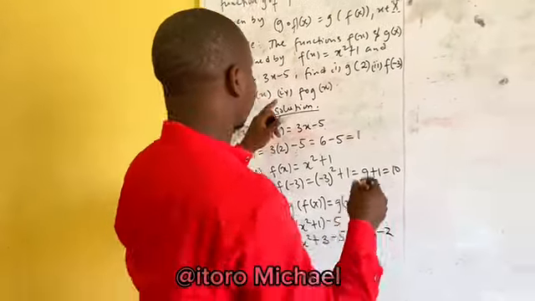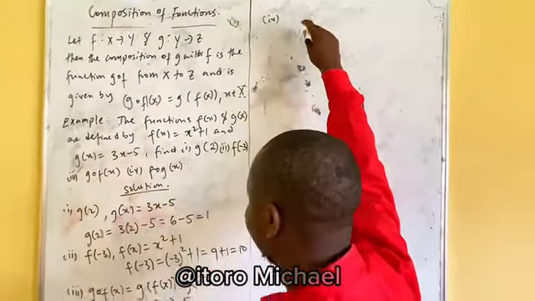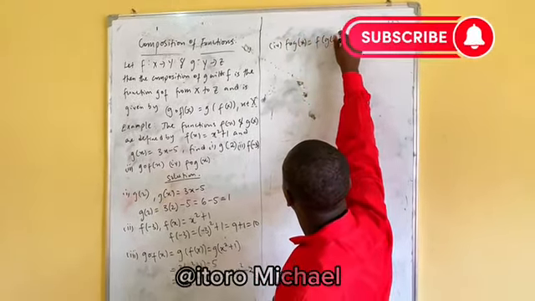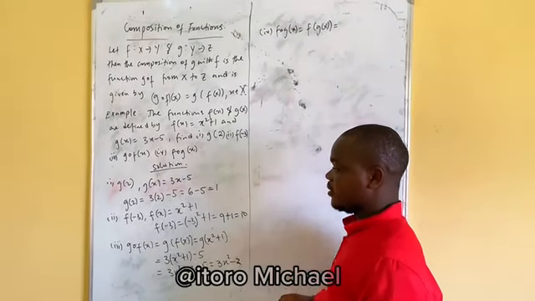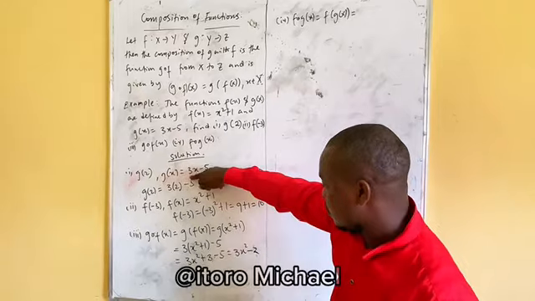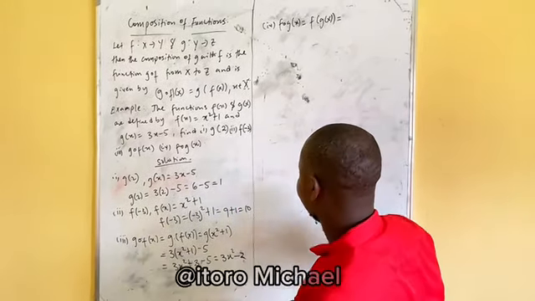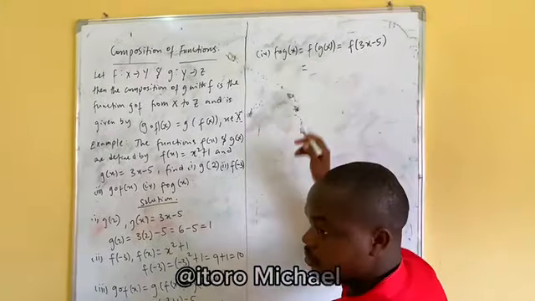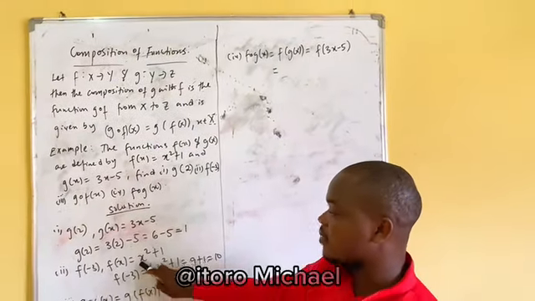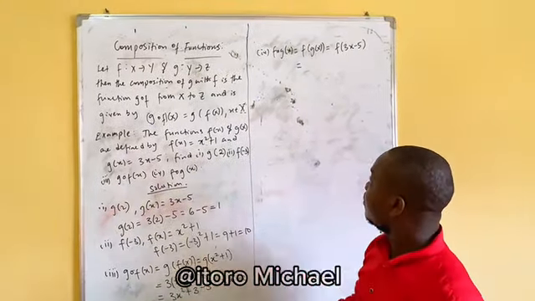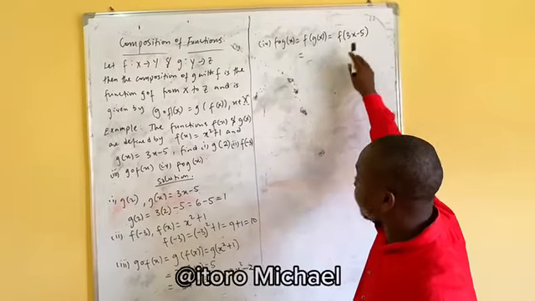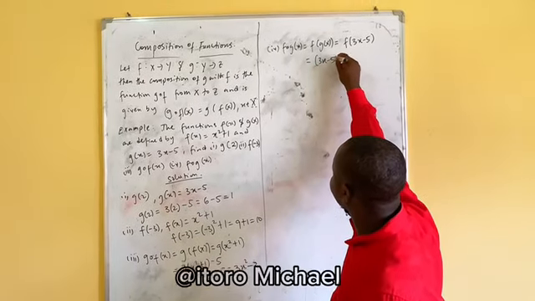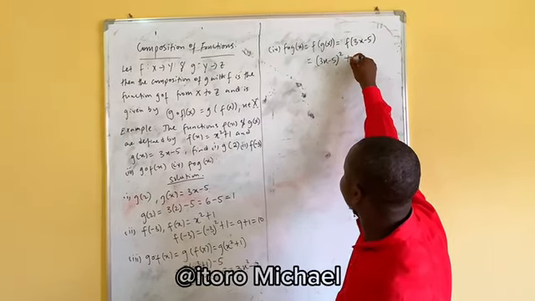Now the next one is (iv), f o g of x, which is f of g of x. Our g of x was defined as 3x minus 5. So we say f of 3x minus 5. Recall that f of x is given by x squared plus 1. So replace x by 3x minus 5. So we have 3x minus 5 all raised to the power of 2, plus 1.